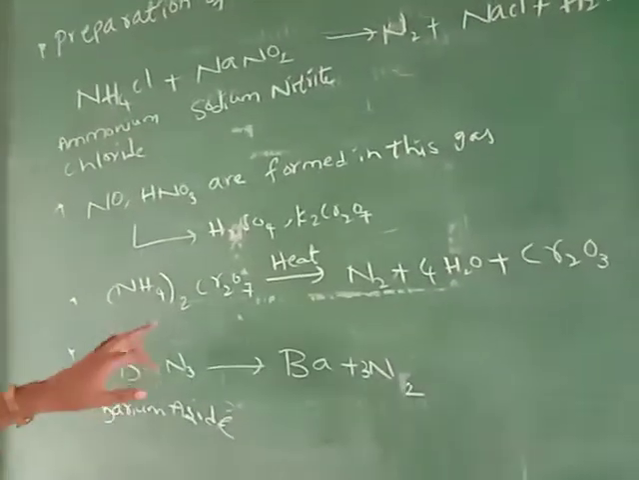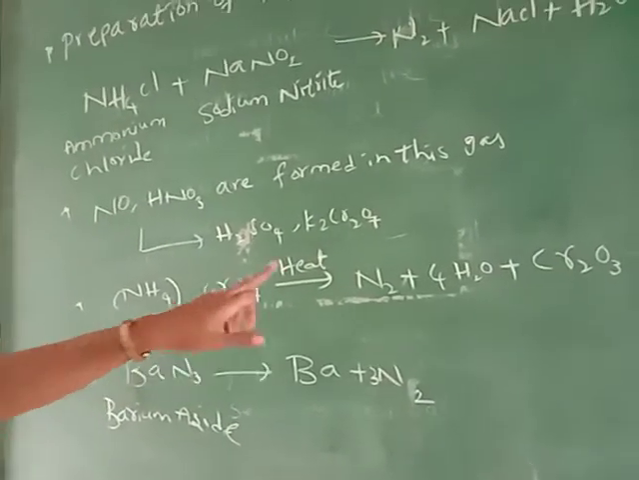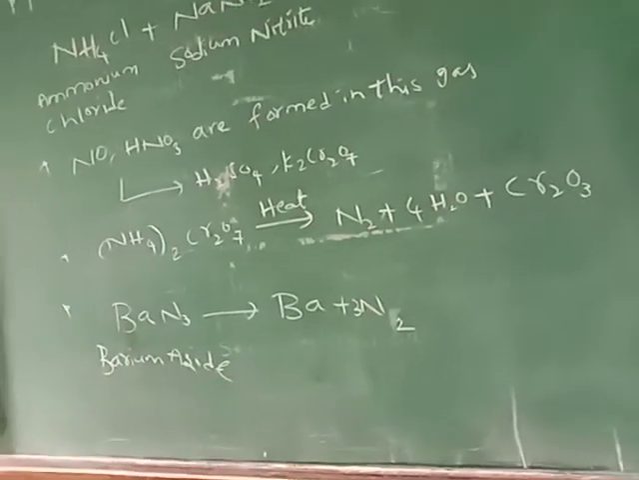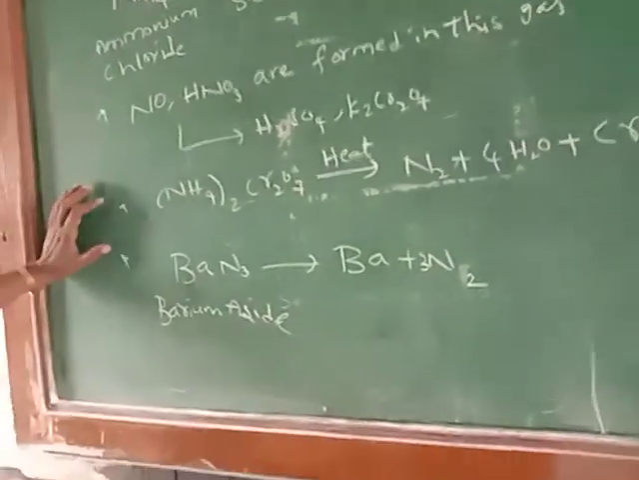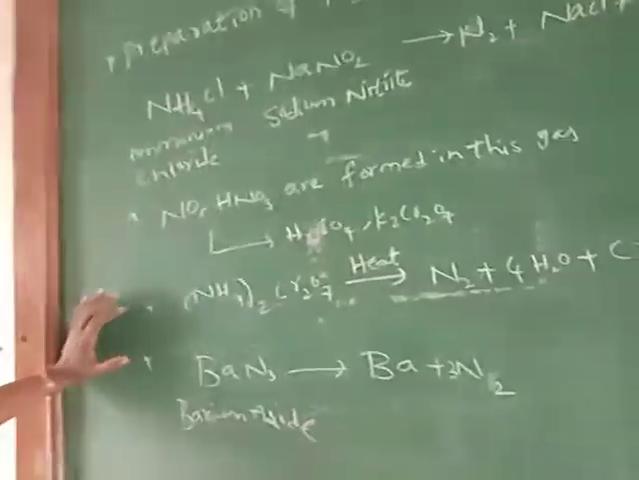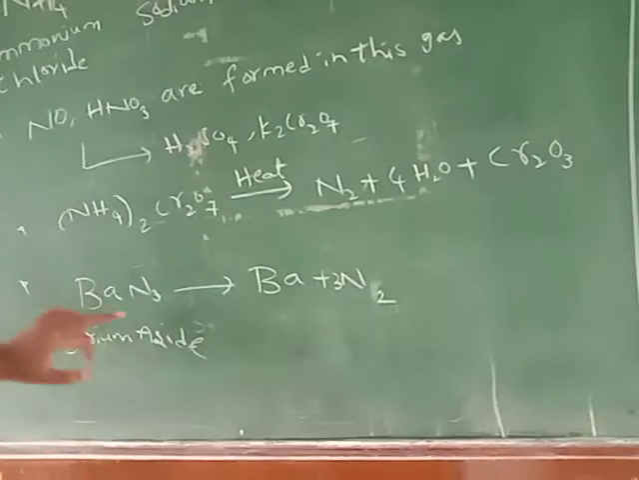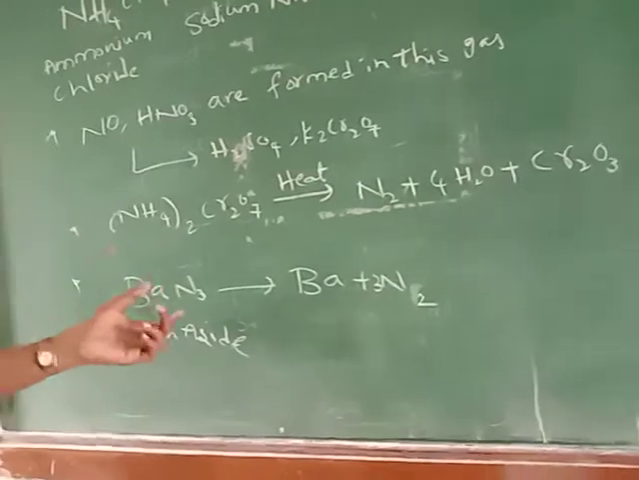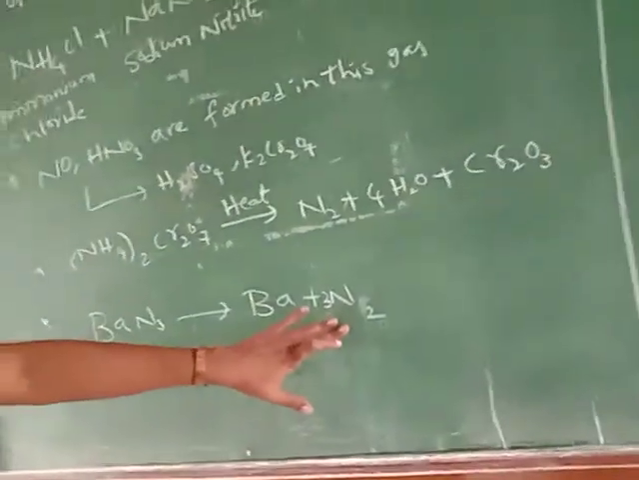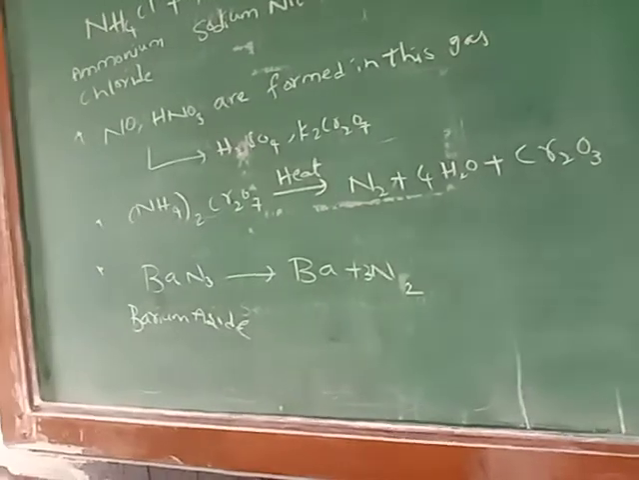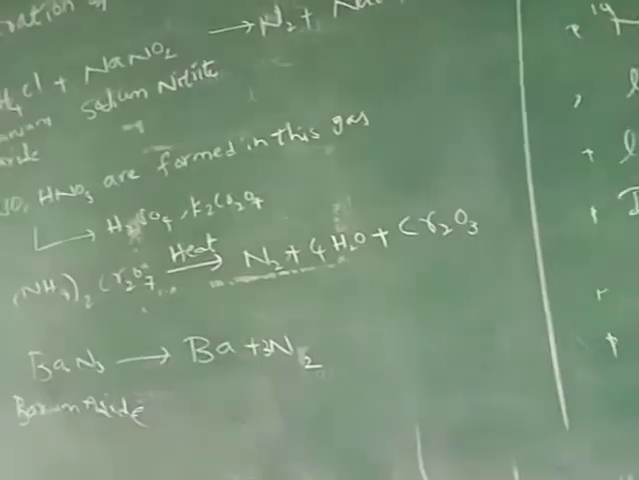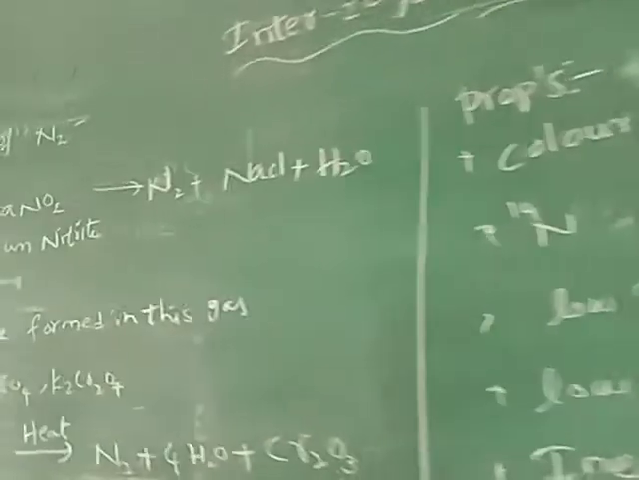The second method uses ammonium dichromate. Ammonium dichromate upon heating produces dinitrogen, water and chromium oxide. Another method also is present. By using barium azide, we get pure dinitrogen. Azide means N3. So barium azide is converted into barium and nitrogen gas. Barium azide gives barium and dinitrogen. These are the preparations of dinitrogen.